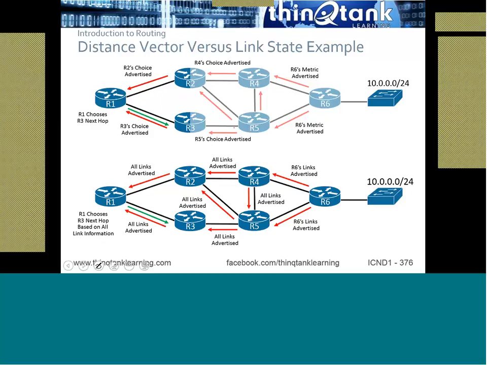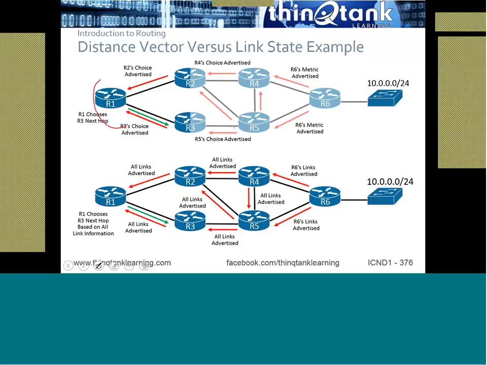There's a term we use to describe this. It's called routing by rumor. So you might look at that and go, well, yeah, but if all the routers make the right choice, we should be choosing the best path. And that's true. If all the routers make the right choice, we should be choosing the best path.